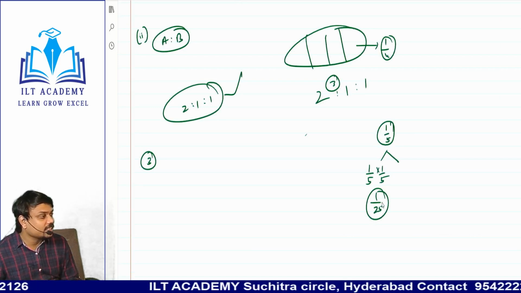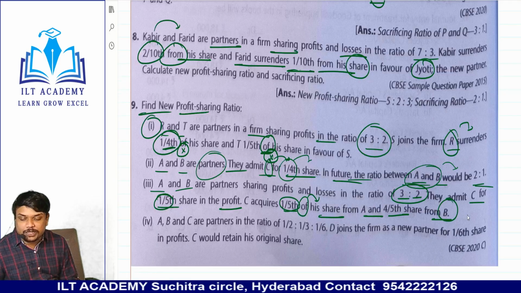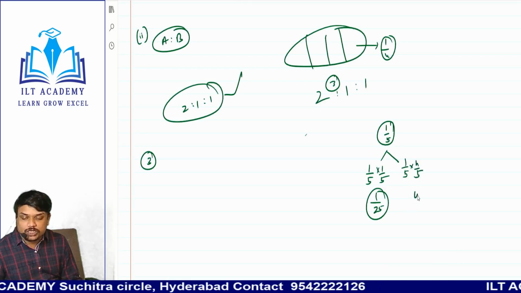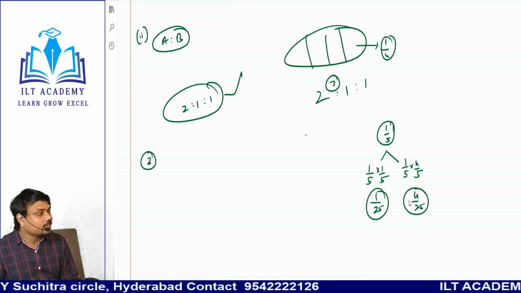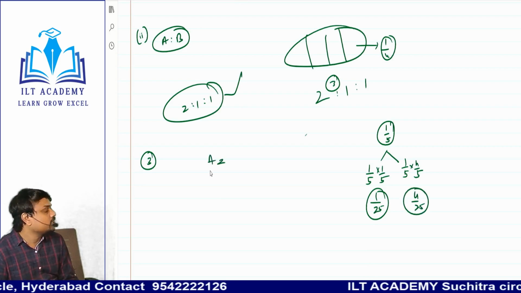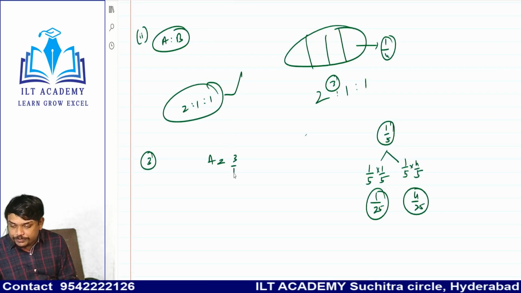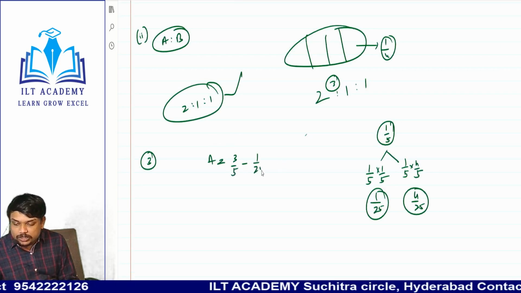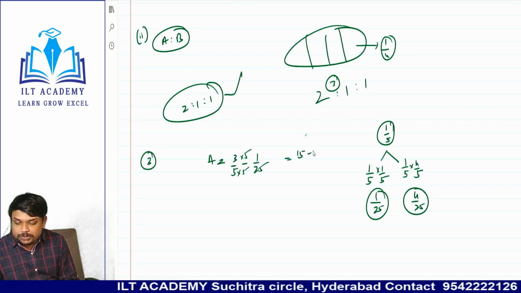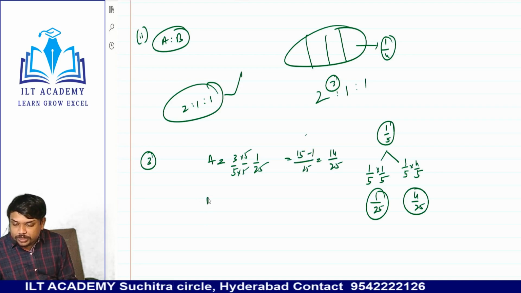Where did that come from? And 4/5 share from B. So the same 1/5 into 4/5, which is 4/25. If we add both, how much do we get? 5/25. Clear? Now A's share is how much? 3/5 minus 1/25. So into 5 into 5, which is 15 minus 1, divided by 25, which is 14/25.